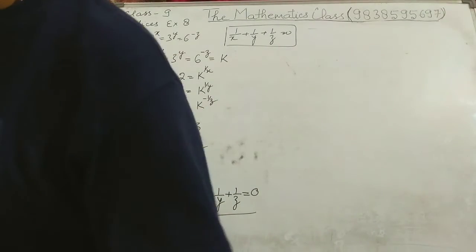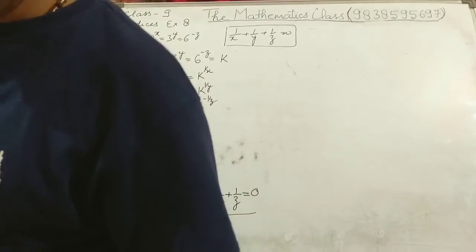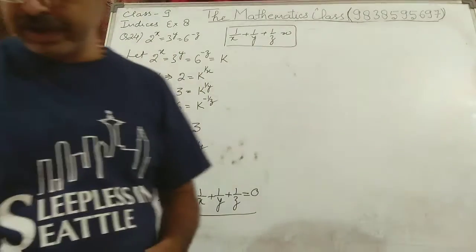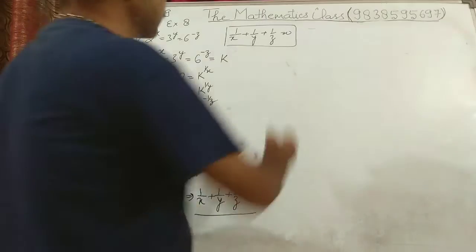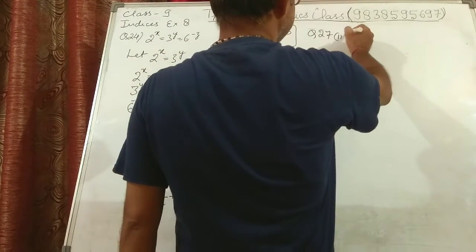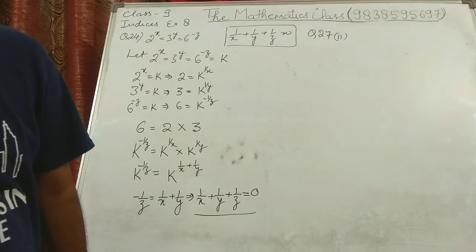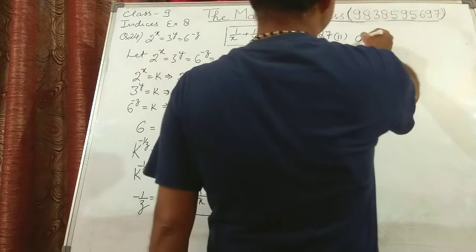Now we move on to question number 27, second part. 27 is quite easy, but I am doing the second part. Question number 27, second part. It is given a is equal to 3 and b is equal to minus 2.